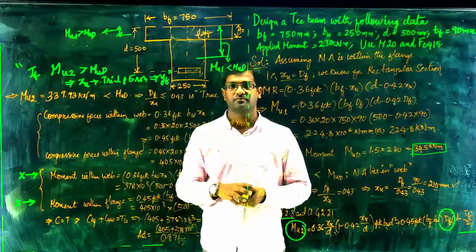Okay. Hello students. In the previous class, we discussed the design of a T-beam when the neutral axis is within the flange and when the neutral axis is within the web, where trial and error is not needed. Today we are going to design a T-beam with the following data. The given data, as given in the question, is as follows.